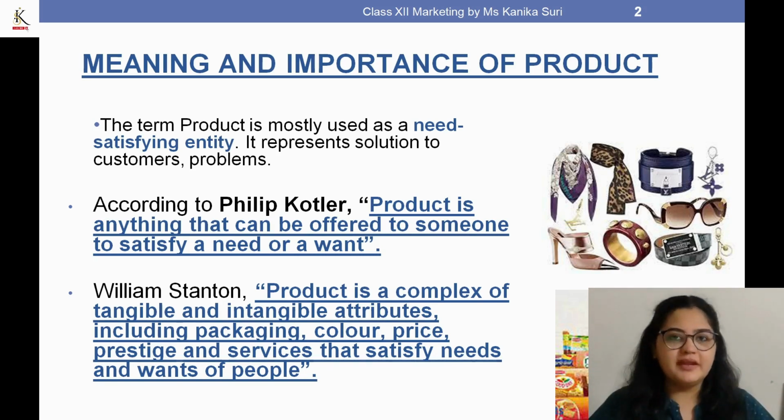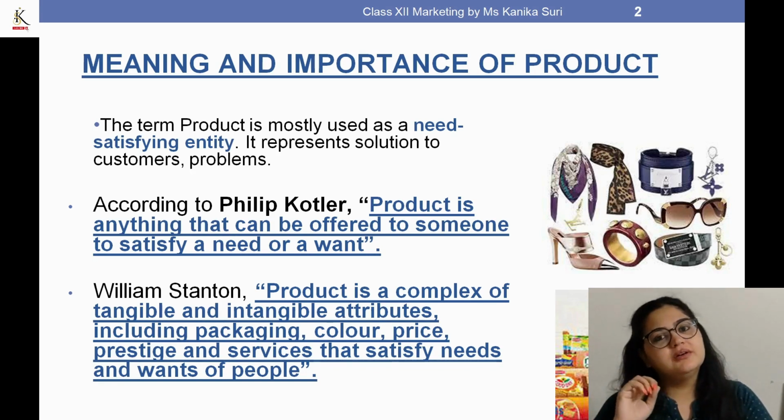So a product is sometimes also complemented with services, right? So that satisfies the needs and wants. The basic word we will underline is that it satisfies the needs and wants of people. So this particular thing we have to establish, and we have to remember that a product is something which basically satisfies a customer's needs or wants.